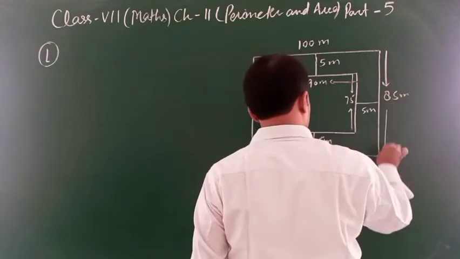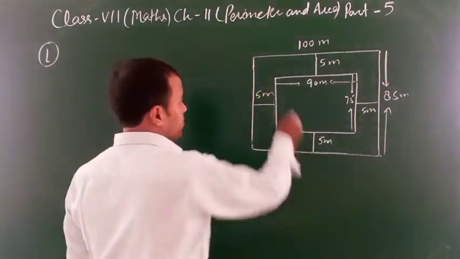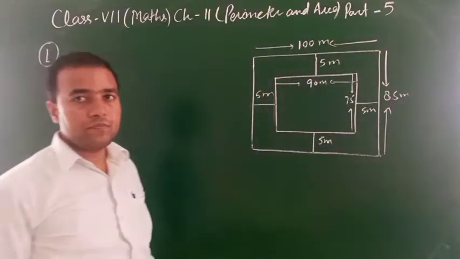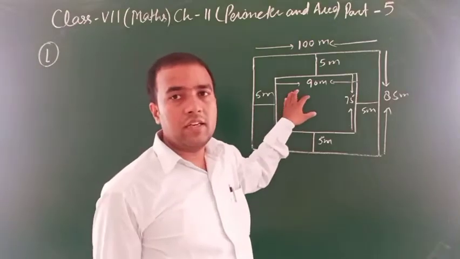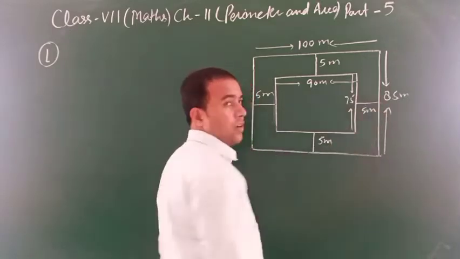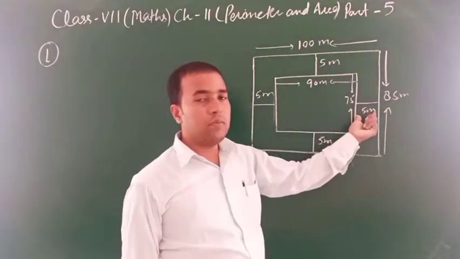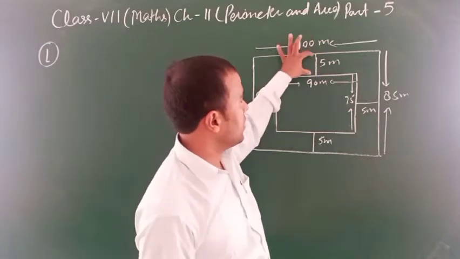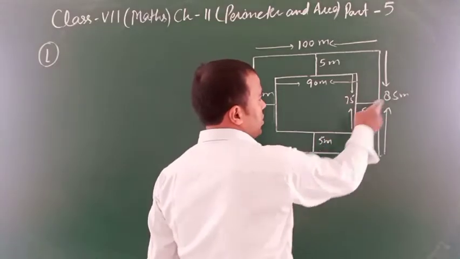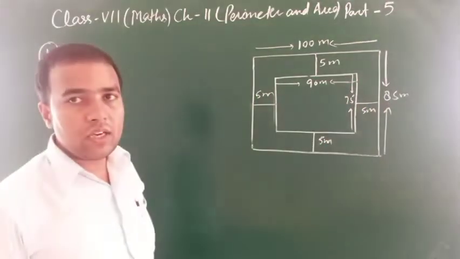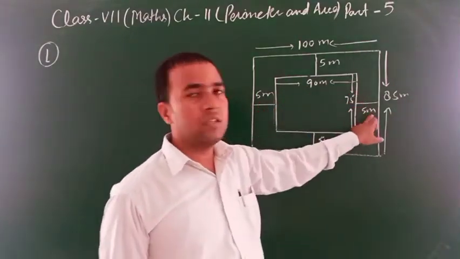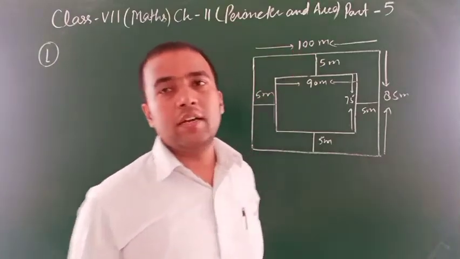85 meter. Okay? Any problem? This length 90 meter, this length 75 meter. Why we have written here 85 meter? Because here is 5 meter, here is 5 meter. That's why 5, 5, 10, 75 plus 10 equal to 85. Okay? 90, it is also 5 meter, it is also 5 meter. 90 plus 10 equal to 100 meter.